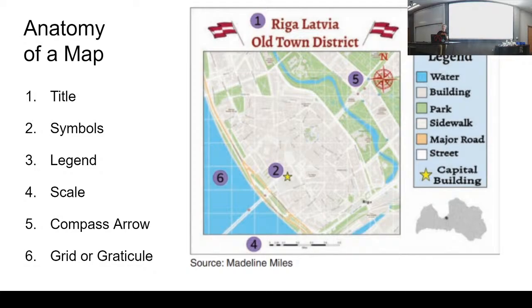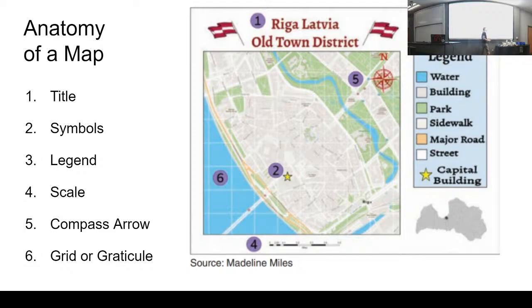So let's talk about the anatomy of a map. If we were to dissect a map, what would be the 6 things we want to look for? So, title. It's way up there. This is Riga, Latvia, which is the Old Town District. So that is our title. That is what this map is showing us. What are we looking at? We have our symbols. So, there's a symbol here. What does this symbol mean? I don't know. Oh, it means a Capitol building.